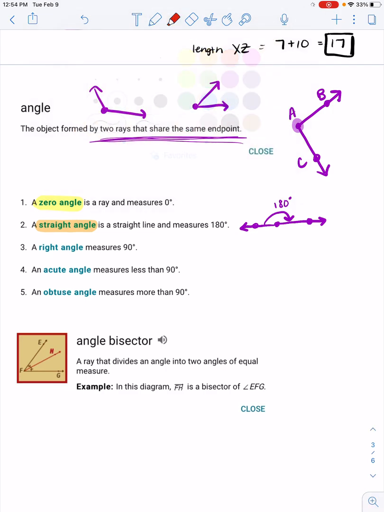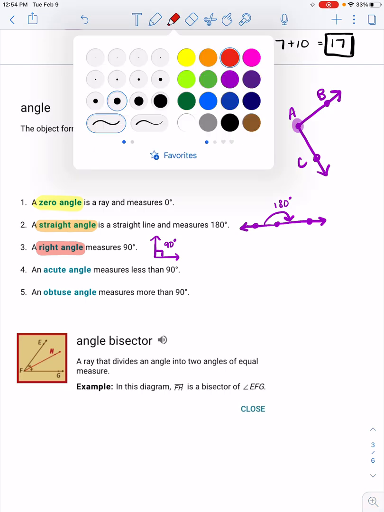All right, next one, a right angle. You may have heard of a right angle before. A right angle measures 90 degrees, and it typically looks like a perfect corner almost. We typically will show 90 degrees with a little box in the corner. So this is a right angle that measures 90 degrees, okay?